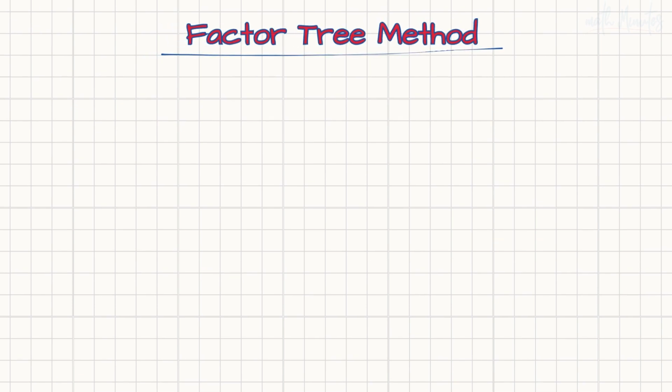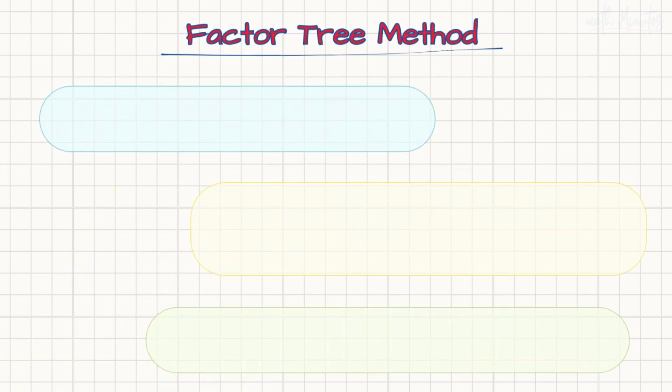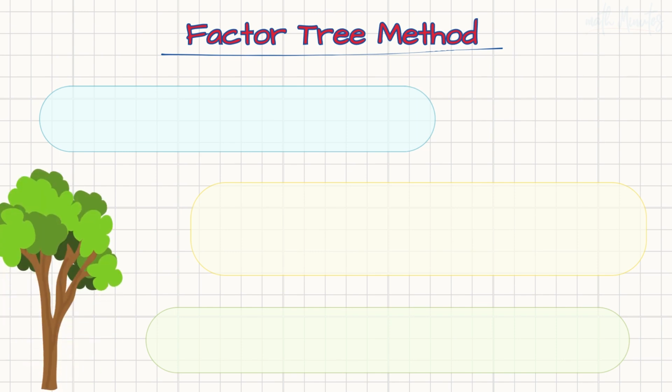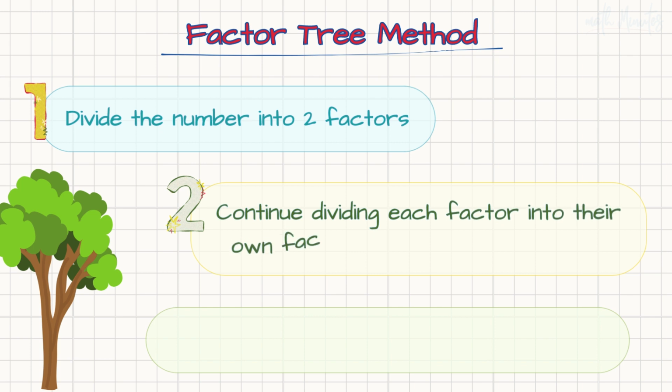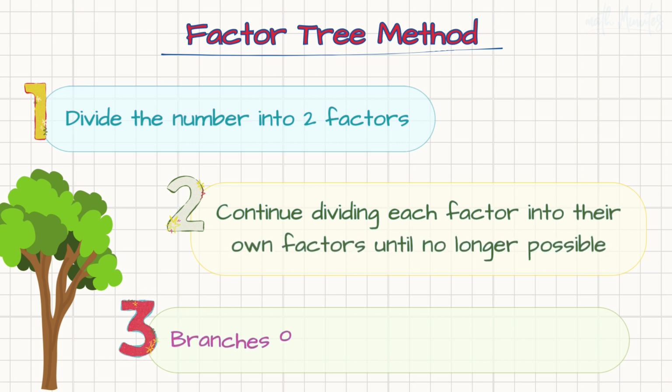Now, let's delve deeper into how to find the prime factors of a given number. There are several methods, but one of the most common techniques is called the factor tree. To use the factor tree method, we start by dividing the number into 2 factors. Then, we continue breaking down each factor into its own factors until we can no longer divide them further. The resulting branches of the tree will be the prime factors.